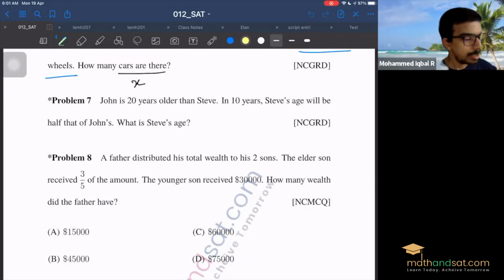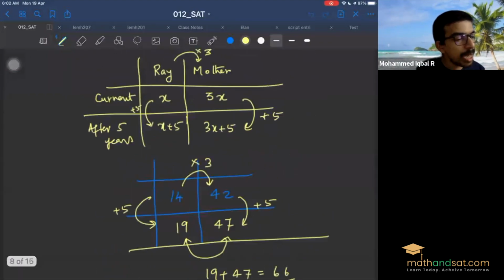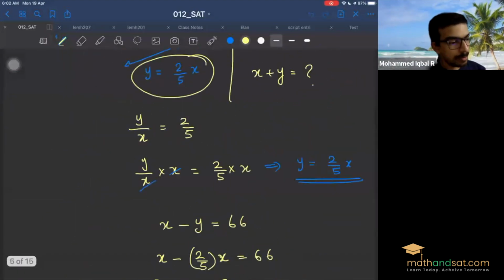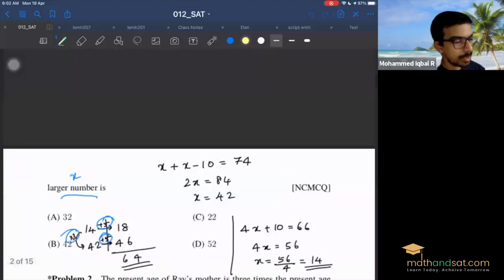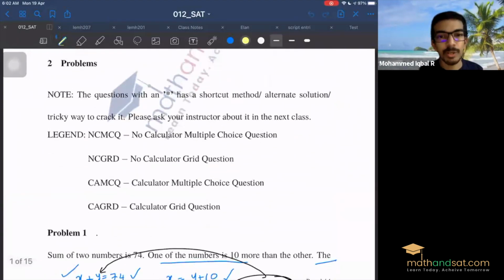Yes, all right. So actually we have to move on to linear inequalities, but before that there are some pending questions. So we have to finish some questions. We are on problem sheet number 12. Please take your problem sheet number 12.